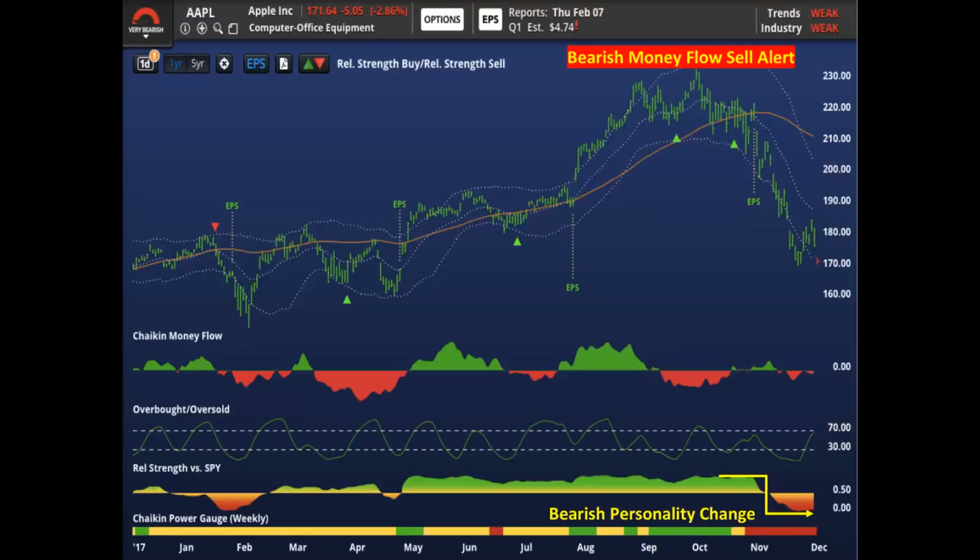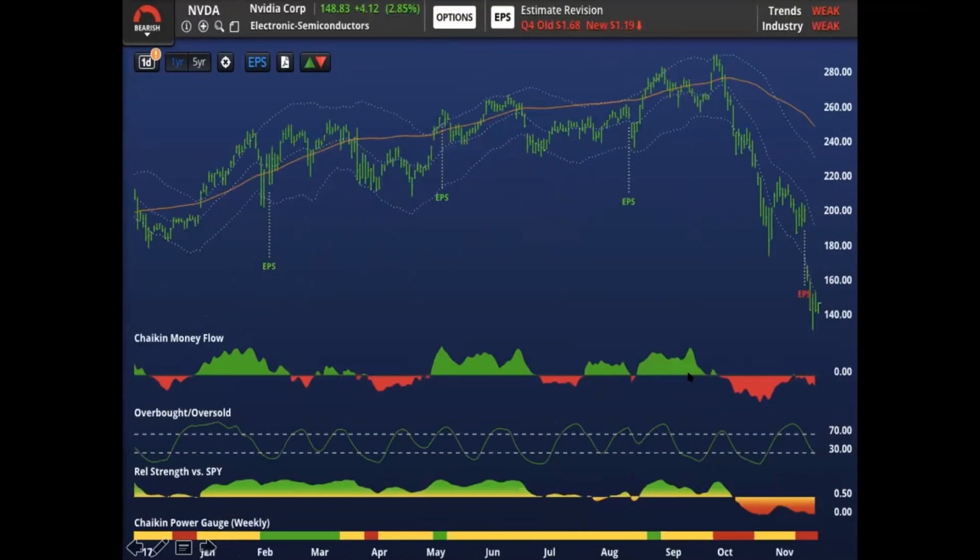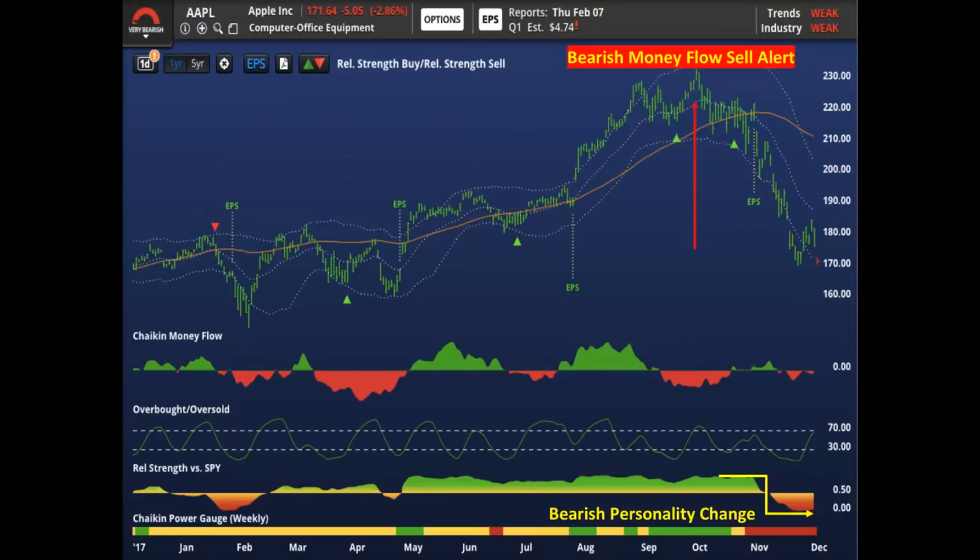Now, what's interesting is at the top at 230 in late September, we had a bearish money flow sell alert on Apple. When Apple made that new high, look what was going on with smart money. Were they buying the stock? No, they were selling the stock. Selling the stock into strength. Smart money was exiting the party. They knew something or thought they knew something, and that's a powerful signal. You want to exit with them.